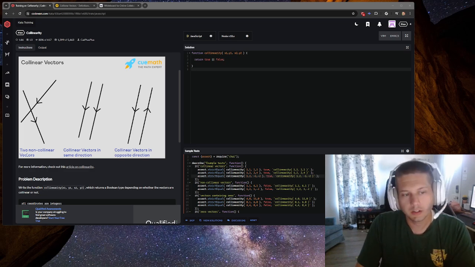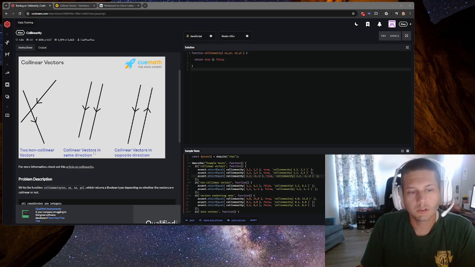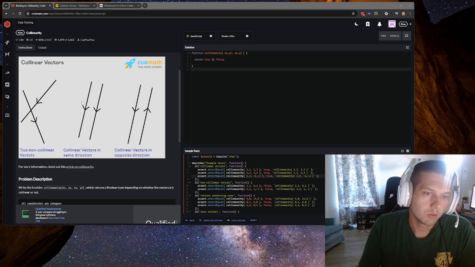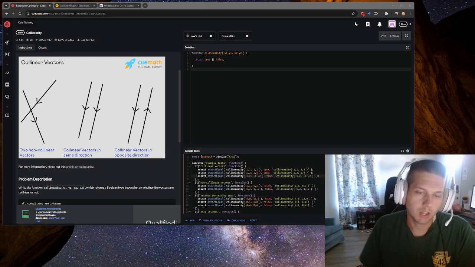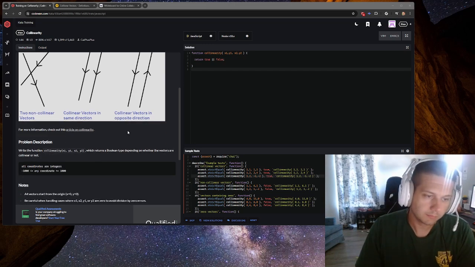Two non-collinear vectors would be crossing. Two collinear vectors in the same direction, right, don't touch, they're parallel. And two vectors in the opposite direction are still parallel, but they're heading in opposite directions.